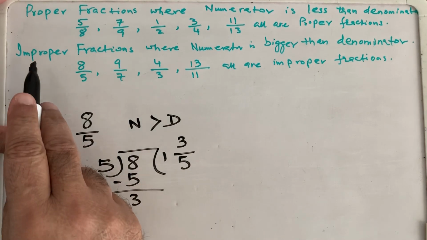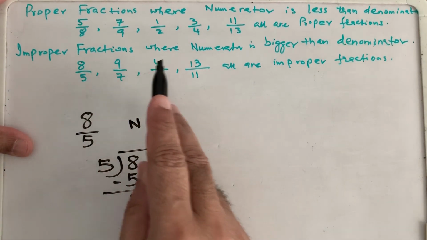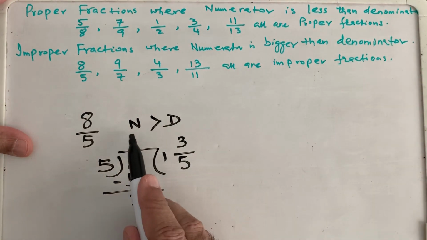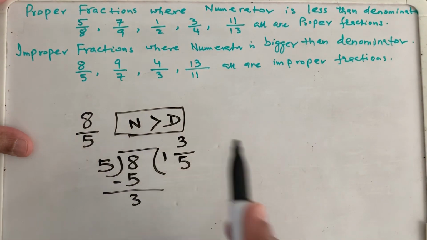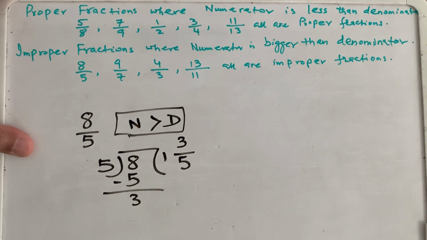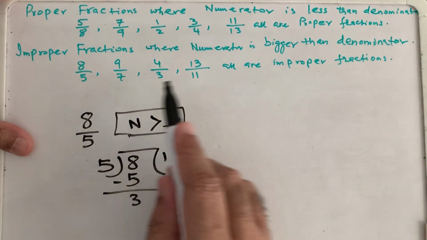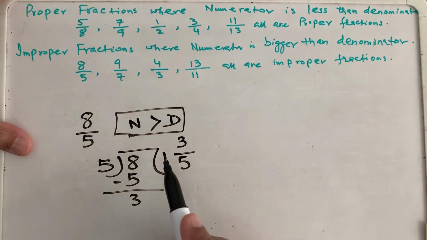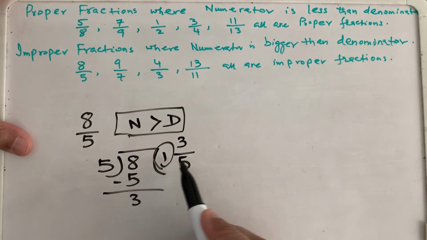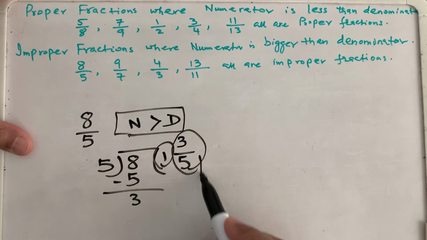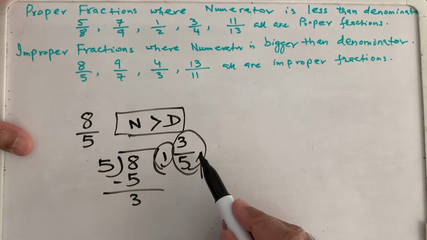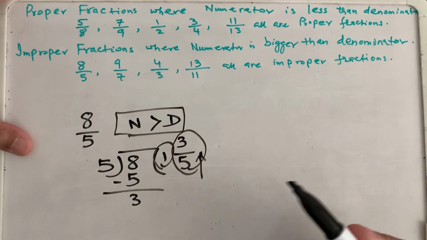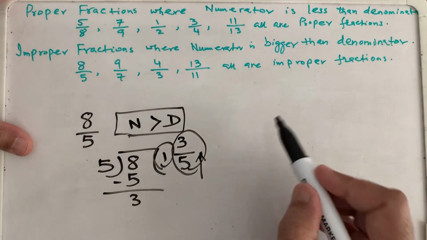So what is the definition here? Improper fractions are where the numerator is bigger than the denominator, right? And these are all improper fractions. That means it consists of one whole number and a proper fraction. Something whole number and then plus 3 over 5. What is 3 over 5? It is a proper fraction now. So this part is always a proper fraction wherever you see.